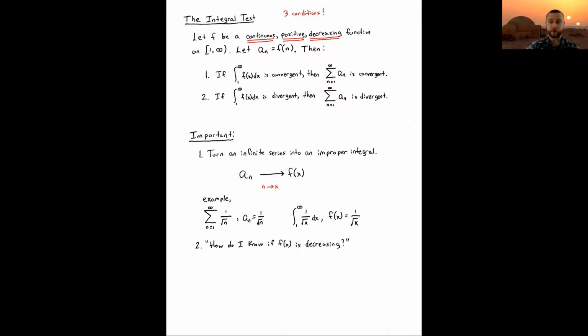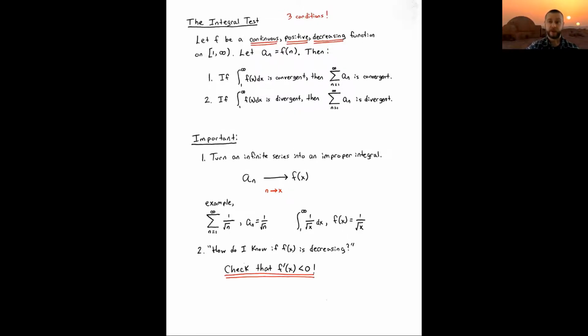Think back to your Calc 1 course. At some point you did learn about increasing and decreasing functions, and that was related to the sign of the first derivative. You might recall a function is increasing if its first derivative is positive on an interval, and a function is decreasing if the sign of its first derivative is negative on an interval. So how are we going to know if a function f of x is decreasing? We're going to check that its first derivative is negative on our interval, usually from 1 to infinity.